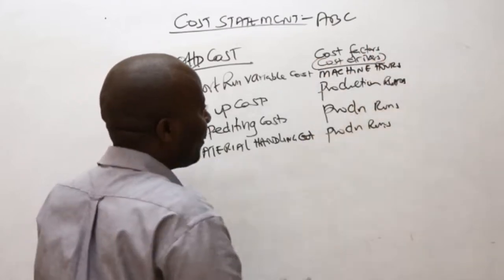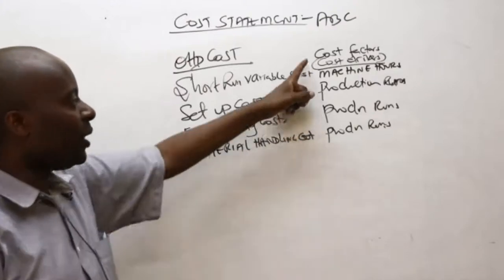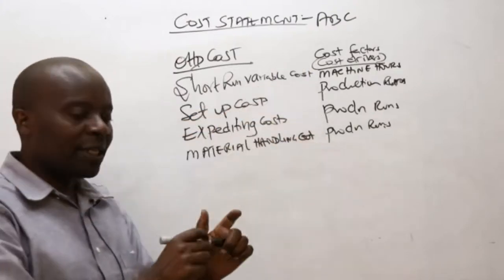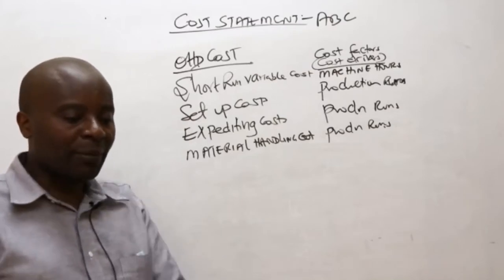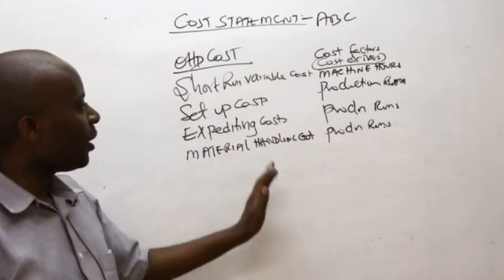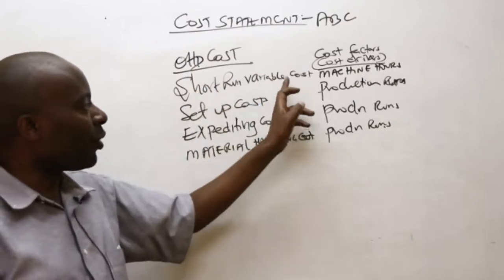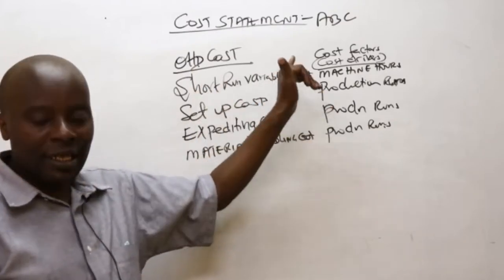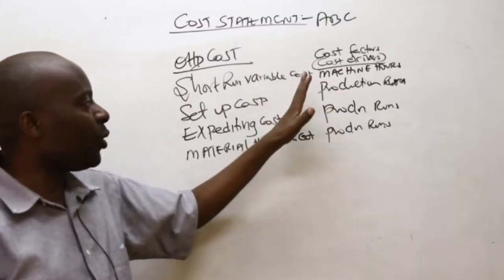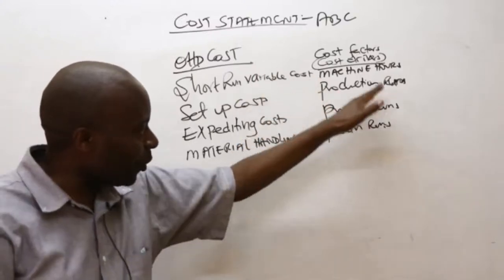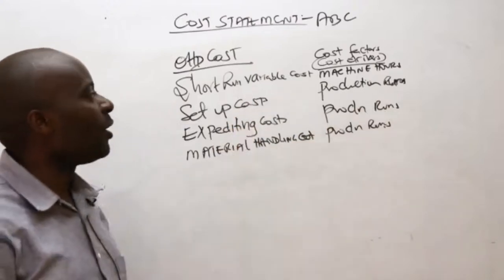Now, my students, you can just go ahead and copy these cost drivers. They have been given in the question. This book I'll be able to share with you immediately after the class. So we have short-run variable costs, with machine hours. Number 2, all the others are being influenced by production runs.